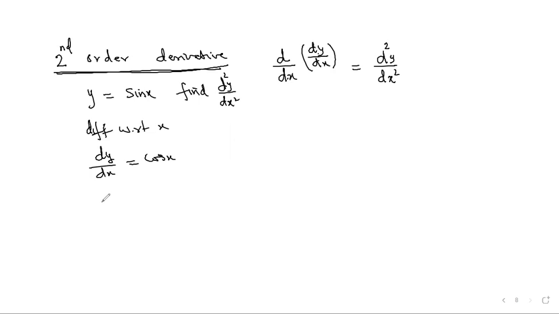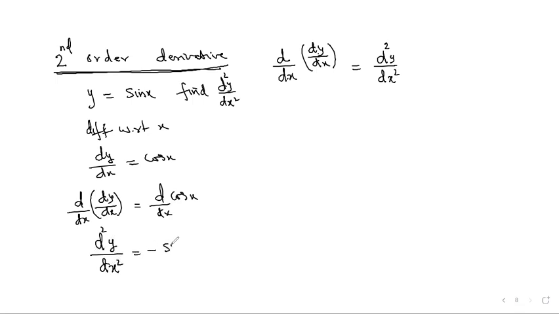You differentiate this again. So if you differentiate again, what will be the notation? d by dx of dy by dx. And what is the notation for that derivative? d square y by dx square. And that is equal to minus sin x. Did you understand the meaning of second order derivative?